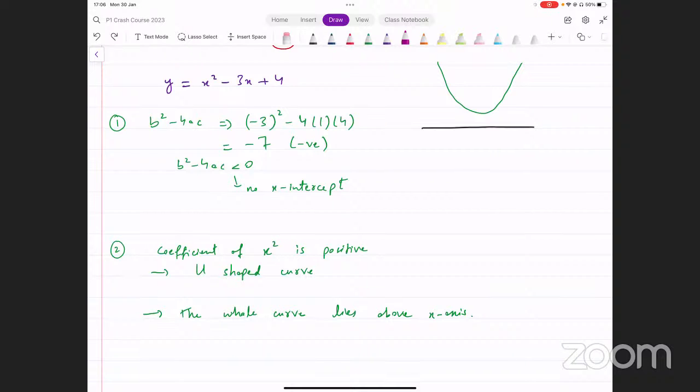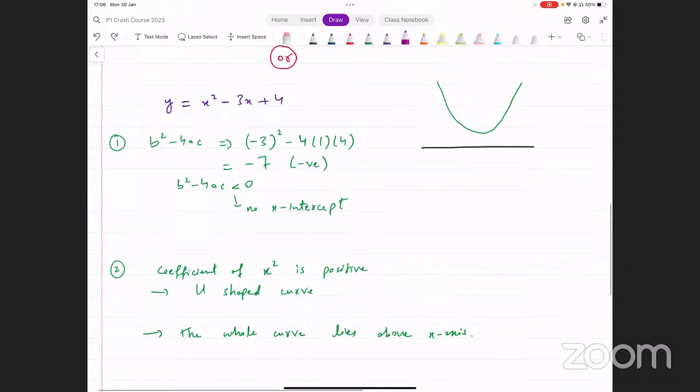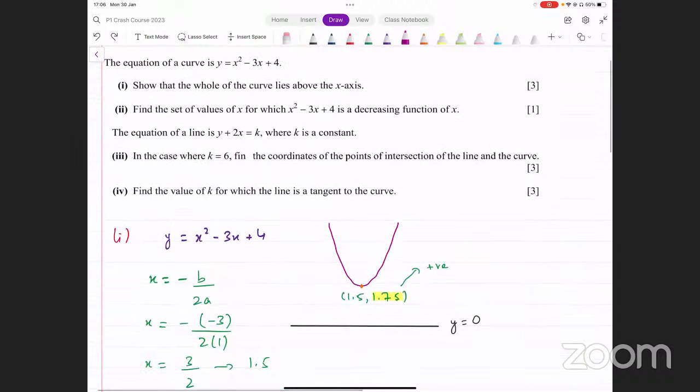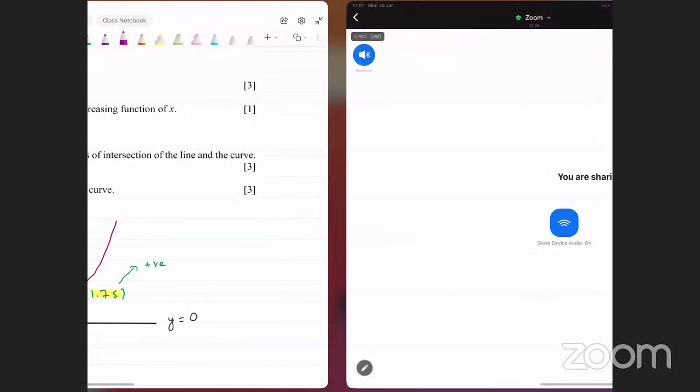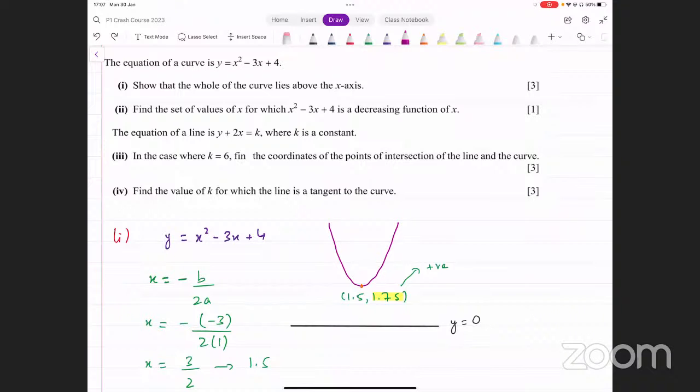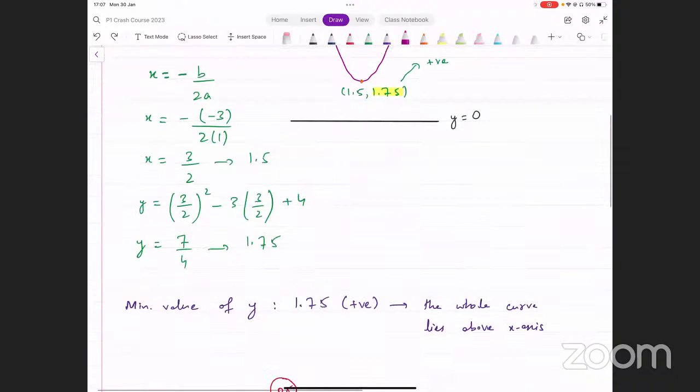Okay, now let's look at the second part. In the second part, it says, find the set of values of x for which x squared minus 3x plus 4 is a decreasing function. You have to find the set of values of x for which this is a decreasing function of x. Let's think about this. Part 2.